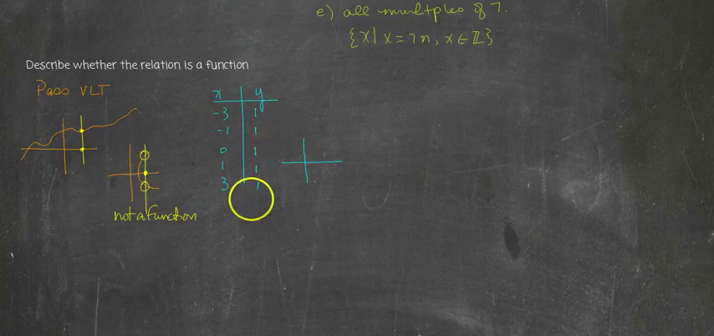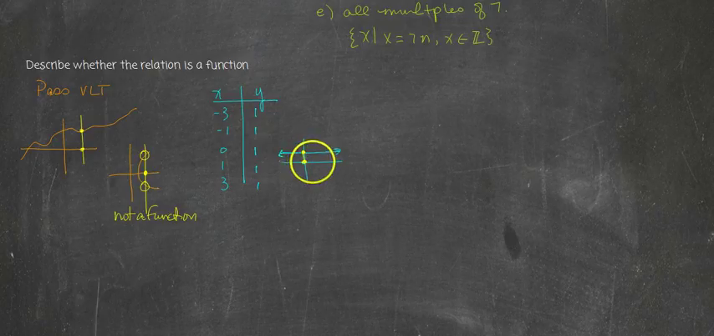So if all of the outputs are 1, that means we're talking about a horizontal line where if my input x is 0, it points to 1. My input -3 points to 1. My input -2 points to 1. No matter what my input is, it only points to one place. That makes it a function.